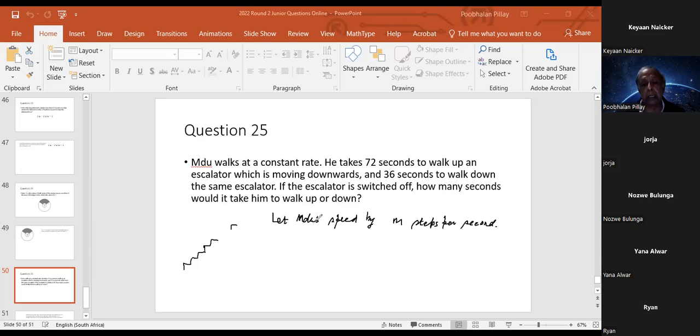But the escalator is actually moving. The escalator itself has got its own speed, right? The escalator also covers a certain number of steps per second. Those are the steps which disappear at the bottom, right? So we will let the escalator speed, it's got its own speed, be, let's call it n steps per second.